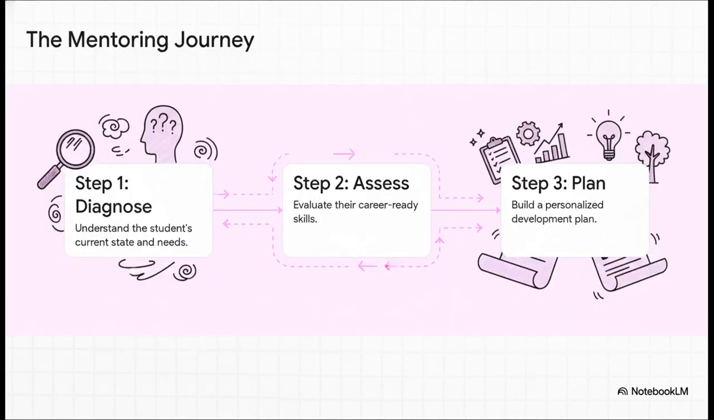So this whole mentoring journey really breaks down into 3 clear steps, as you can see. We start by diagnosing, really figuring out where the student is right now. Then we assess their practical, real-world skills. And finally, we plan by building them a personalized roadmap. Let's start with that first step, diagnosis.